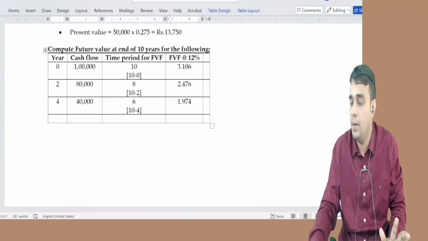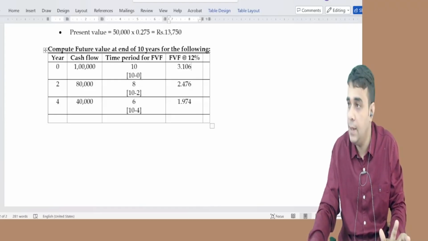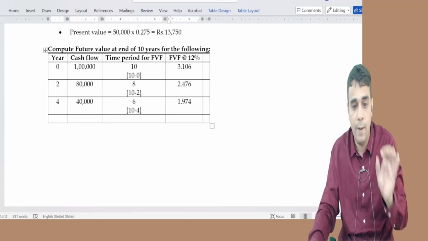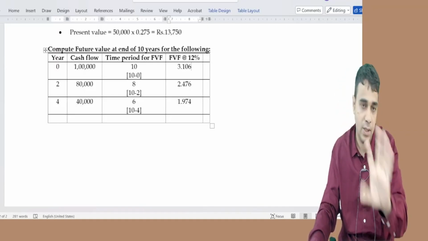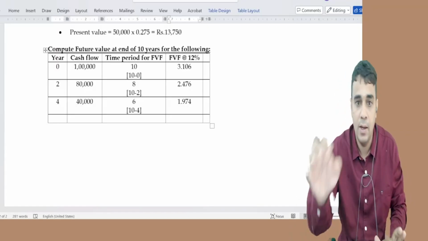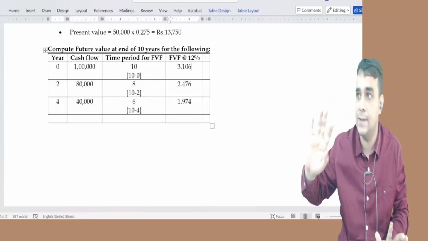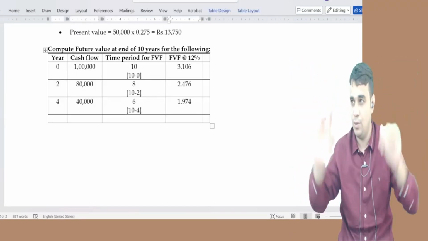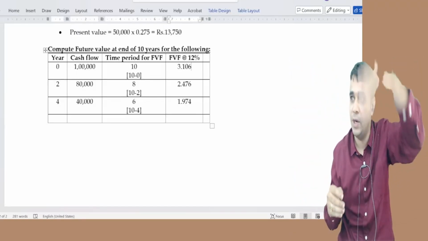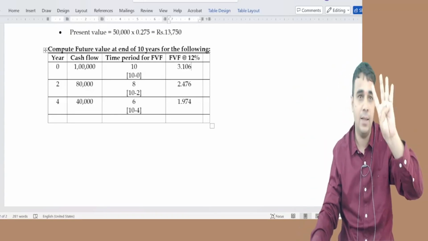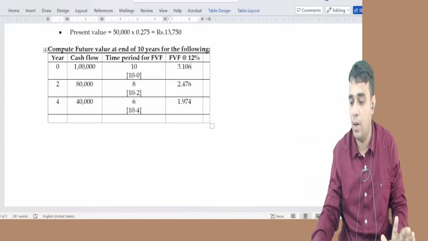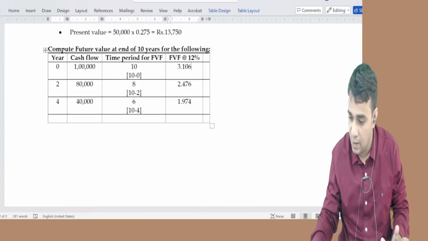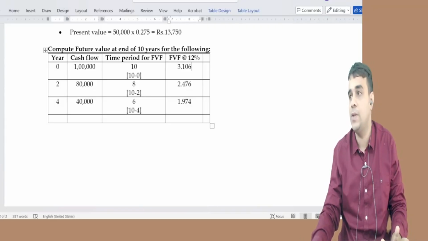1.12 into 1 equal to first year, second year, third year, fourth year, fifth year, sixth year. 1.974. You can do 4 decimal, you can do 3 decimal. I'm with you either way. I normally prefer doing 3 decimal. That is what exam questions will do. Last question we did 4 to show you the difference in the answer. But otherwise, normally 3 decimal. 1.974, 2.476, 3.106.